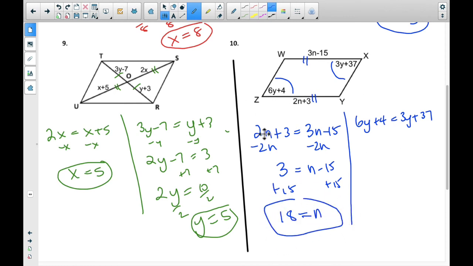And then if I go to my y's, I'm going to set it up so these are equal to each other. I'm going to subtract 3y from both sides. That gives me a 3y plus 4 is equal to 37. I need to subtract my 4, so I get 3y equals 33. If I divide by 3, I get y equals 11.